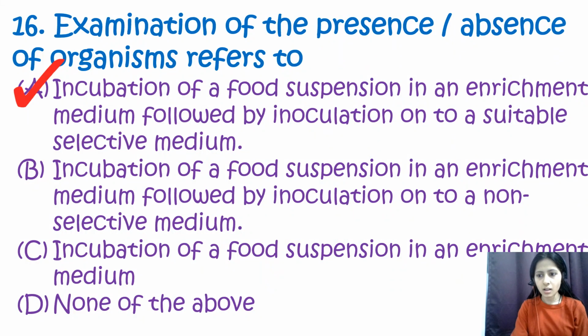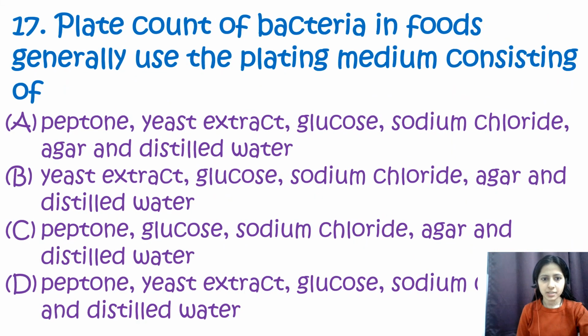Question number 17. Plate count of bacteria in foods generally uses a plating medium consisting of option A. Peptone, yeast extract, glucose, sodium chloride, agar, and distilled water. Option B. Yeast extract, glucose, sodium chloride, agar, and distilled water. Option C. Peptone, glucose, sodium chloride, agar, and distilled water. D. Peptone, yeast extract, glucose, sodium chloride, agar, and distilled water.